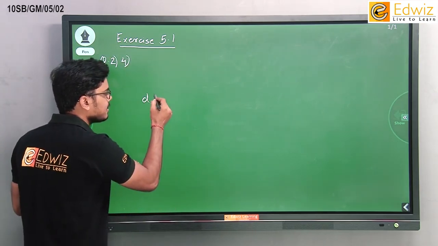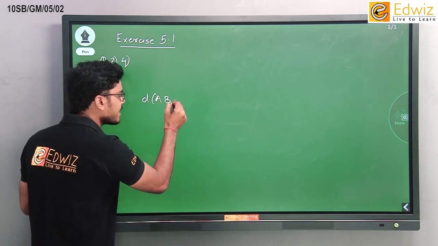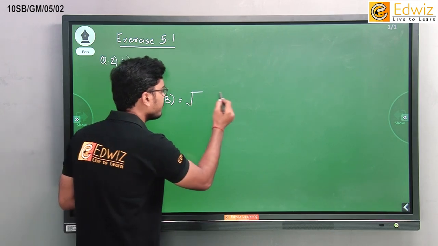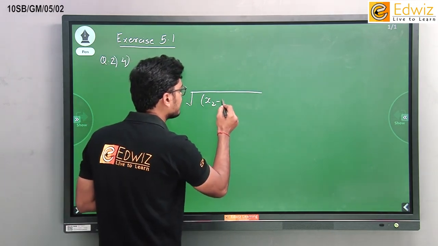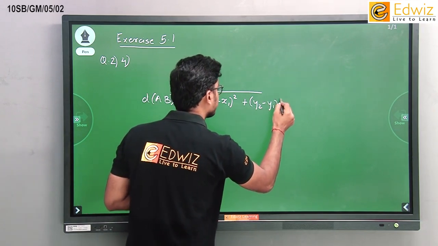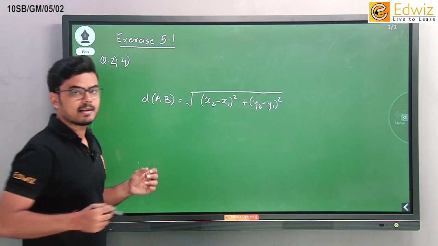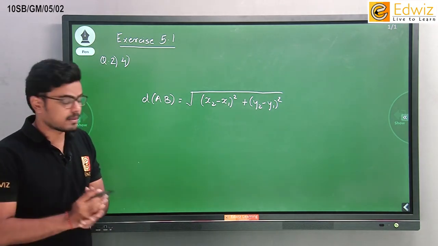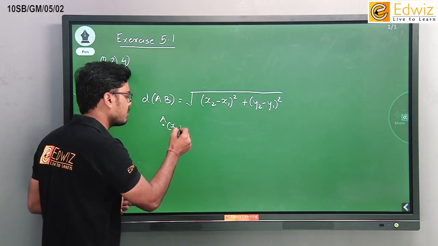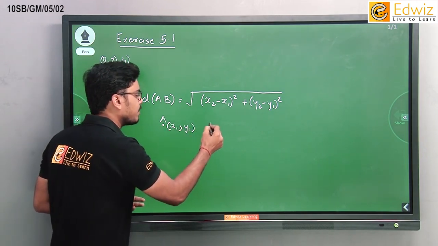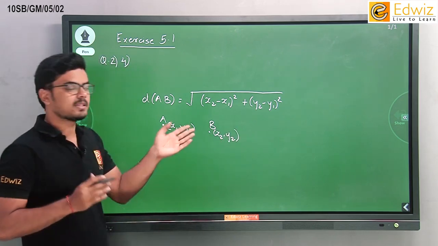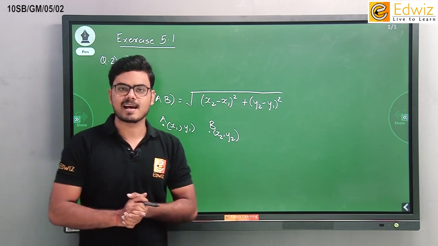The formula is like this: distance between any two points A and B can be given by square root of x2 minus x1 the whole square plus y2 minus y1 the whole square. Okay, wherein x2, x1, y2, y1, what are these? These are the coordinates of the two points. Point A is x1, y1 and point B is x2, y2. Okay? So this is the distance formula which we learned in the last session.